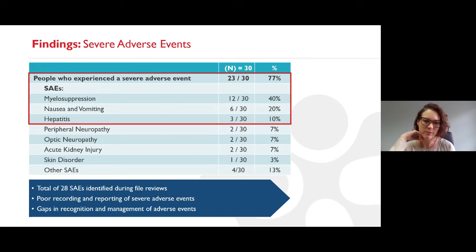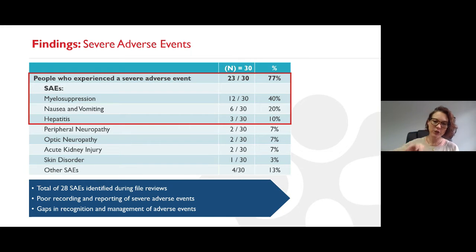So moving on to some of the treatment journey findings, we looked at severe adverse events that were experienced by people during treatment at some point before their death. And we found that 23 out of the 30, so 77%, had had a severe adverse event during the course of their treatment. And the top severe adverse events that we identified were myelosuppression, which affected 40%, nausea and vomiting, which affected 20%, and hepatitis, which affected 10%.